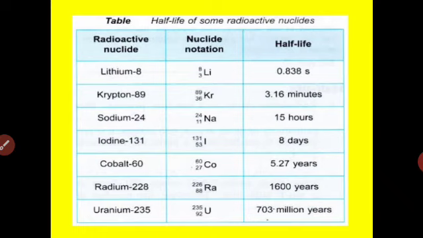Uranium 235, the most commonly used radioactive nuclei, has a half-life of 703 million years. So you can imagine the uranium samples that we find now are decaying at a slow rate, and it's taking millions of years to disintegrate. So this is about half-life. It is a very, very important topic in radioactivity.